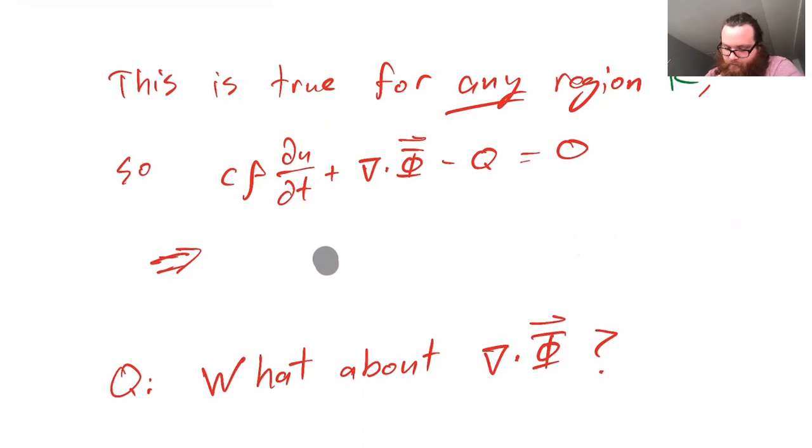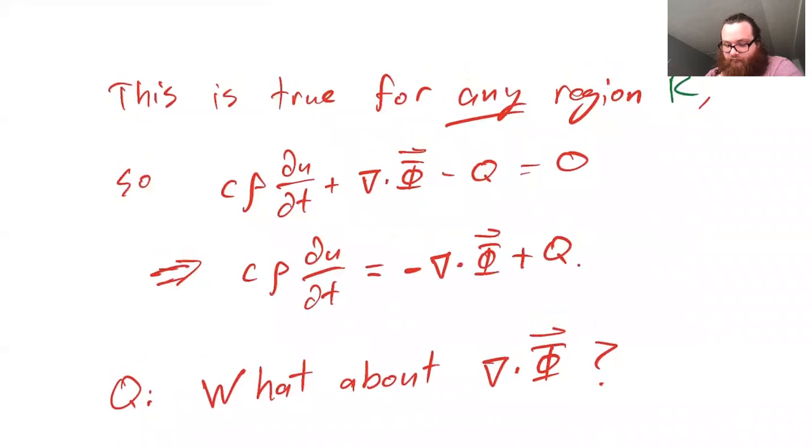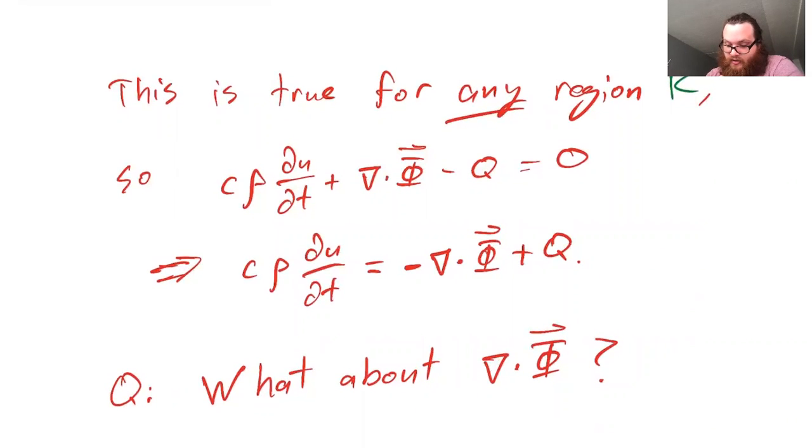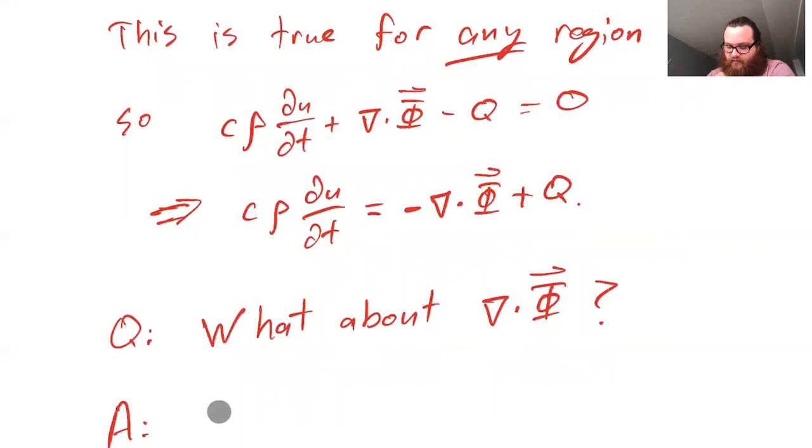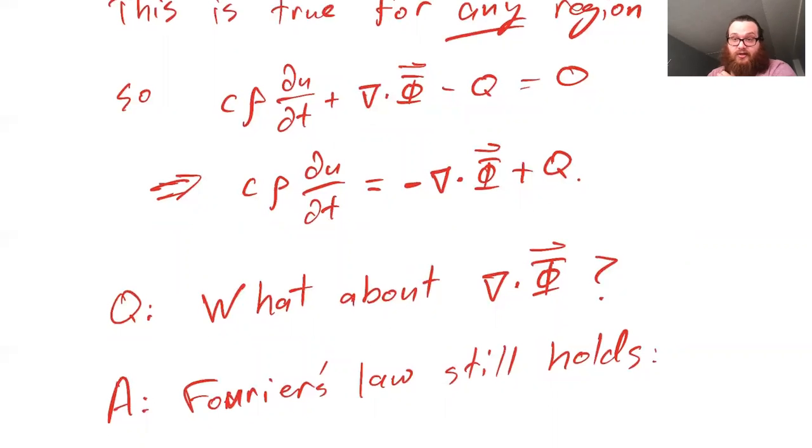And that's what's written right there. And then rearrange things, we get something that's close to the final heat equation. So the only thing that's missing is an interpretation, or maybe a rewriting of what this divergence term is. So the question is, what about this divergence term? Can we express this in terms of, say, the temperature? As you might have guessed, the answer is yes, because Fourier's law still holds.